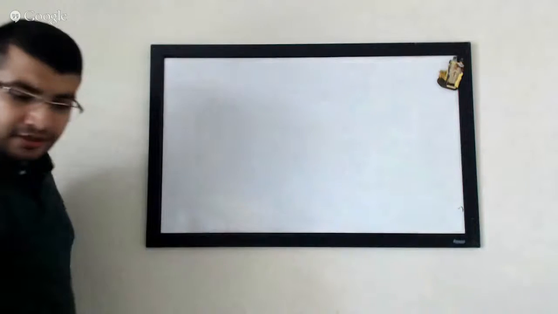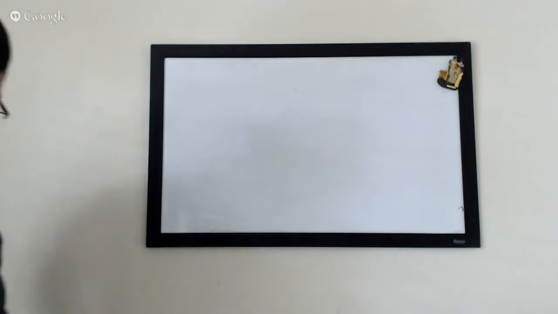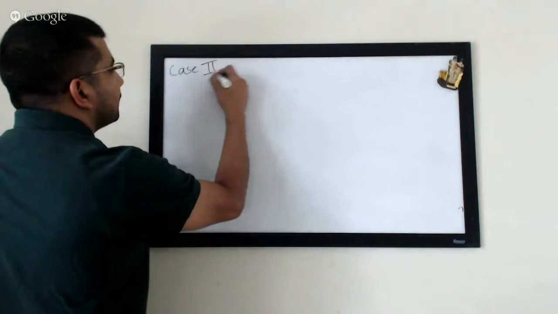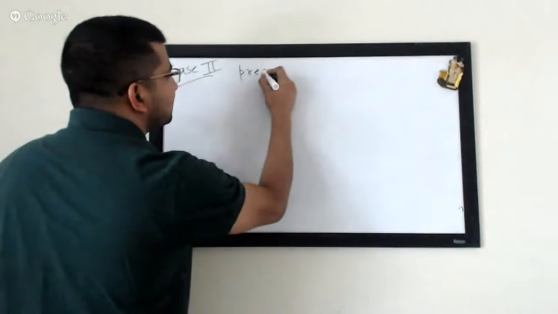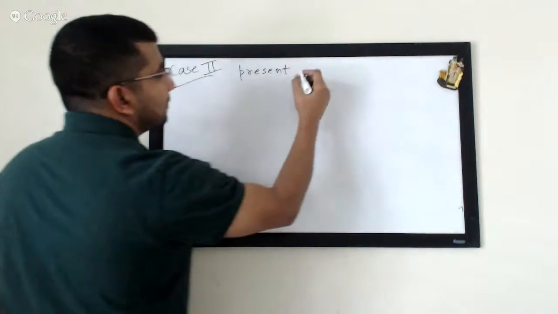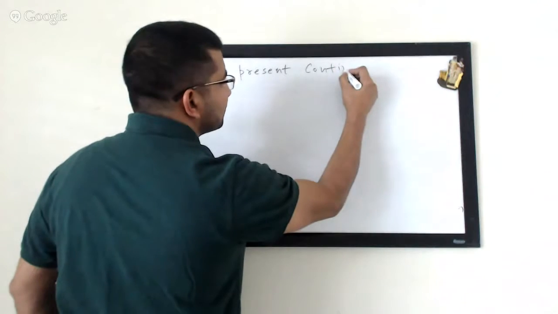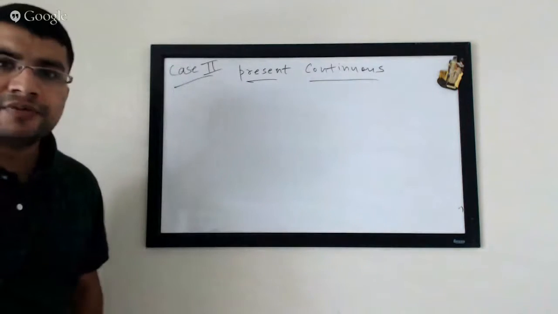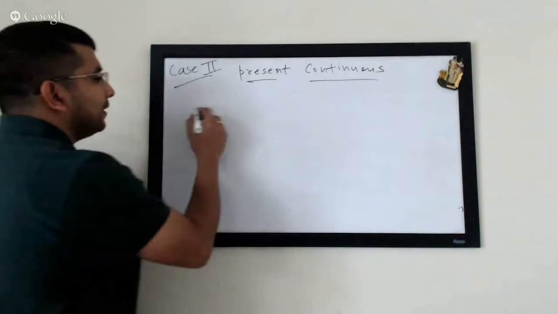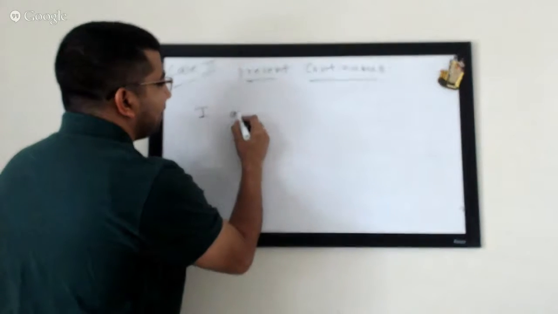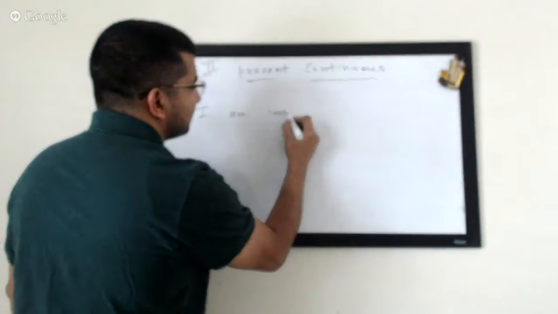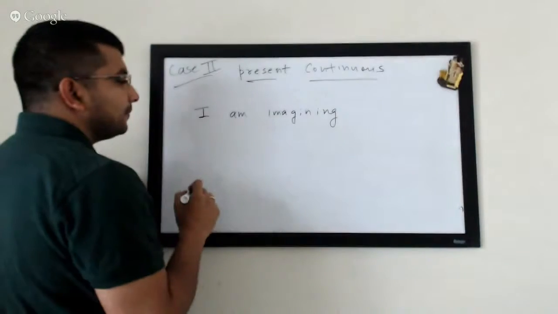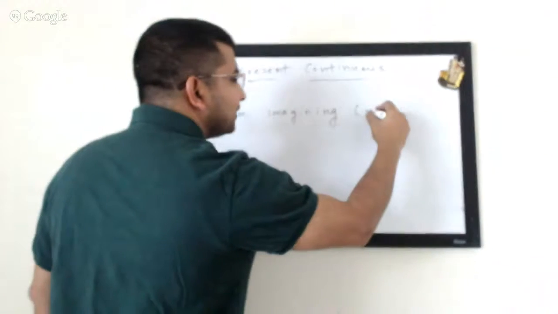So that was case one. Now let's do case two. That would be present continuous. And that's also a quick recap of all the tenses that we have learned so far, right? I am imagining. Both for male and female.